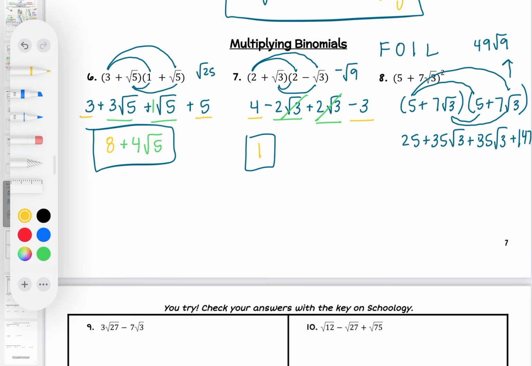All right, so then from here we can go ahead and combine like terms. So we have 25 plus 147. So 25 plus 147 is 172. And then we're going to do 35 plus 35, which is going to be 70. And then we just leave the square root of 3 the same. And that would be our final answer.